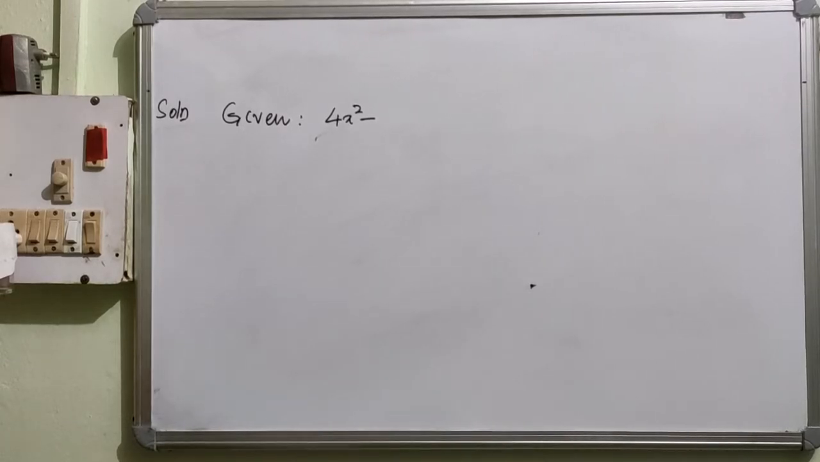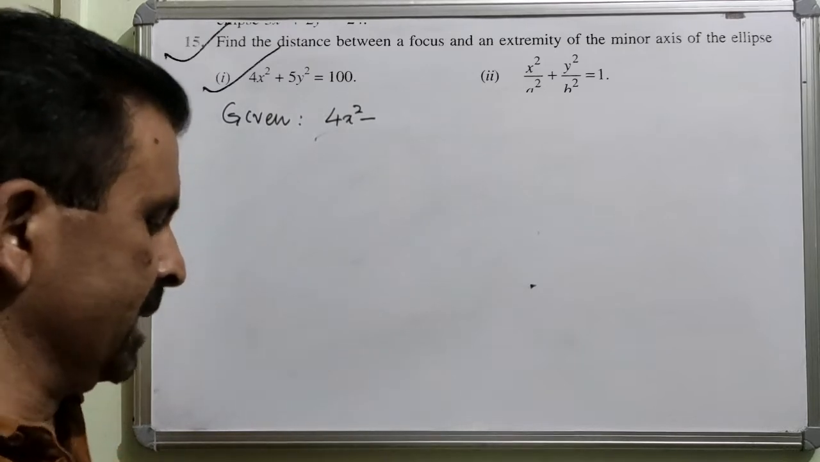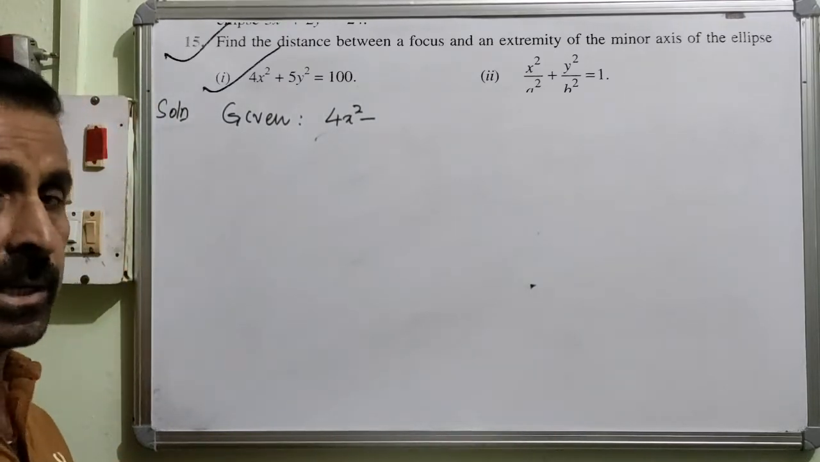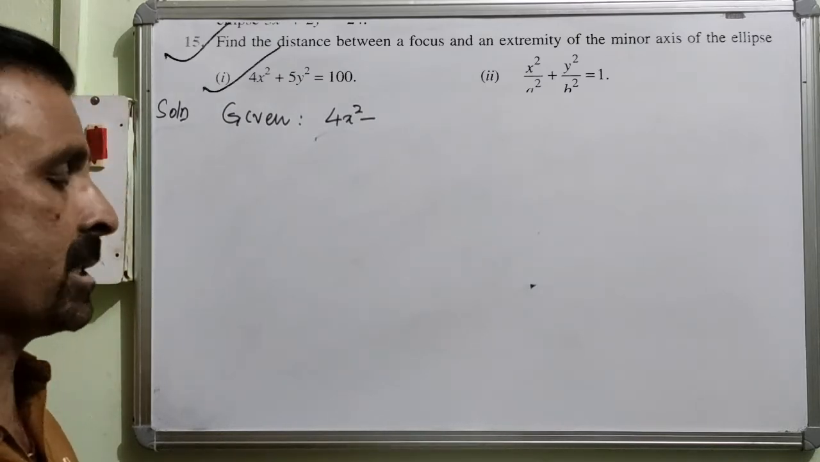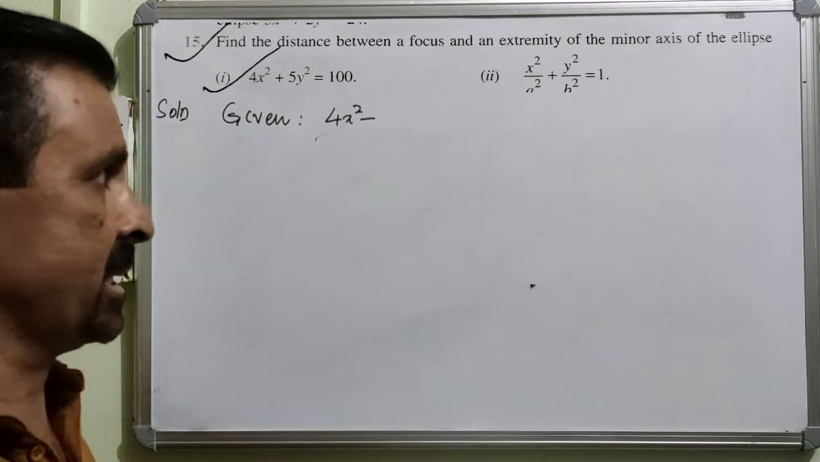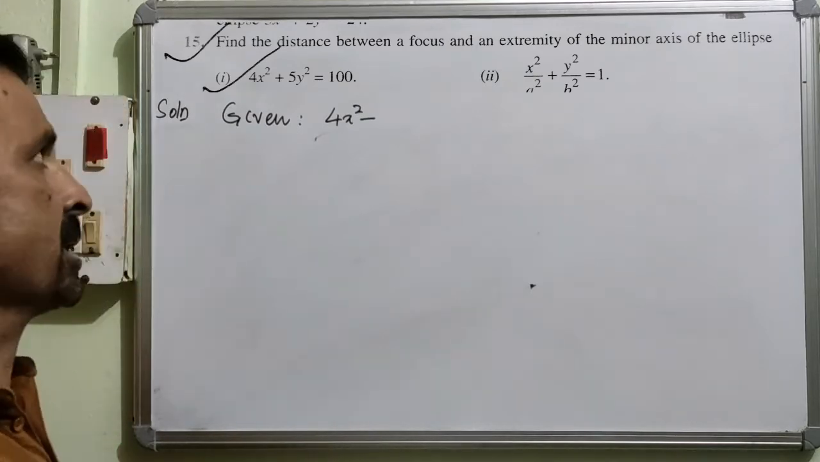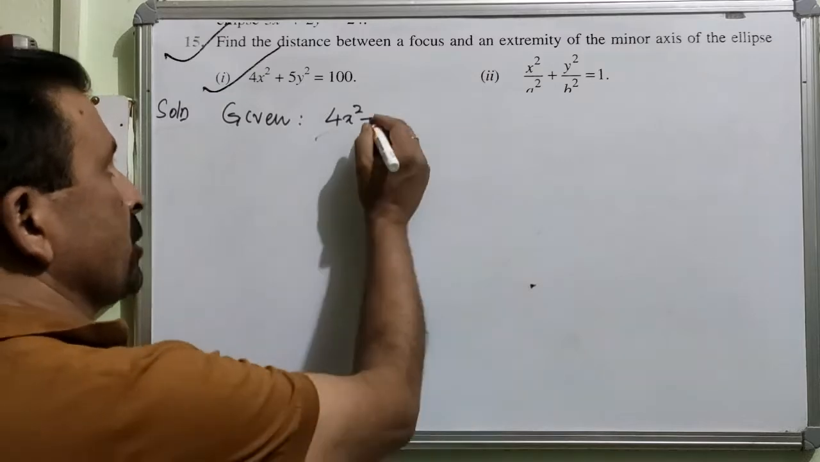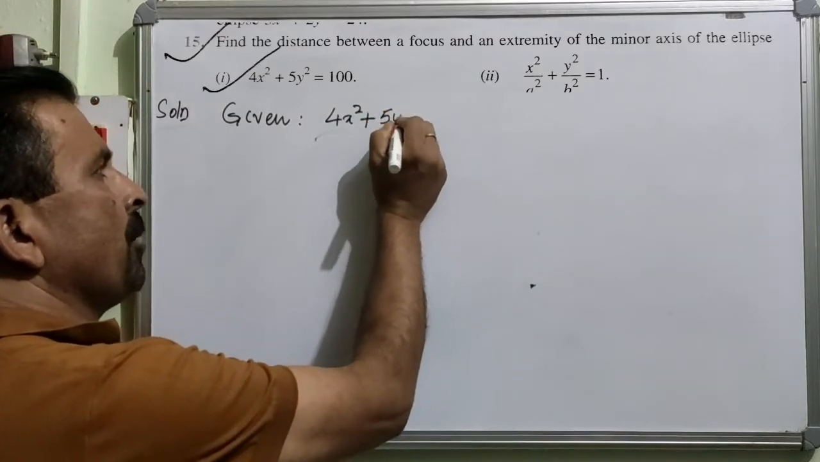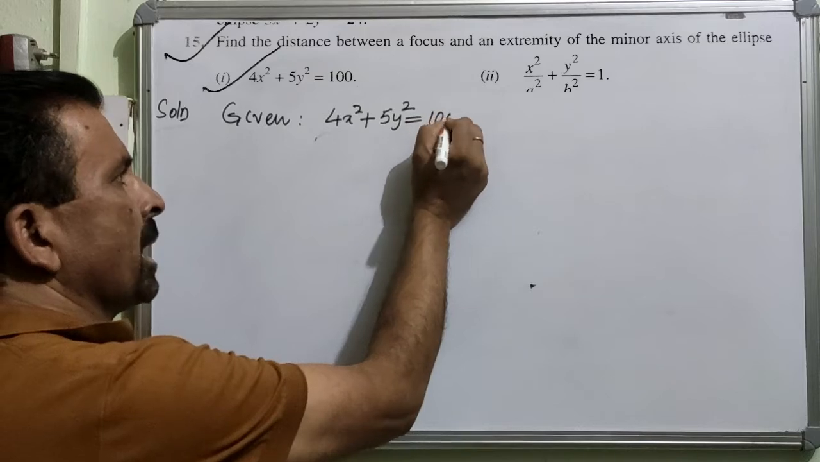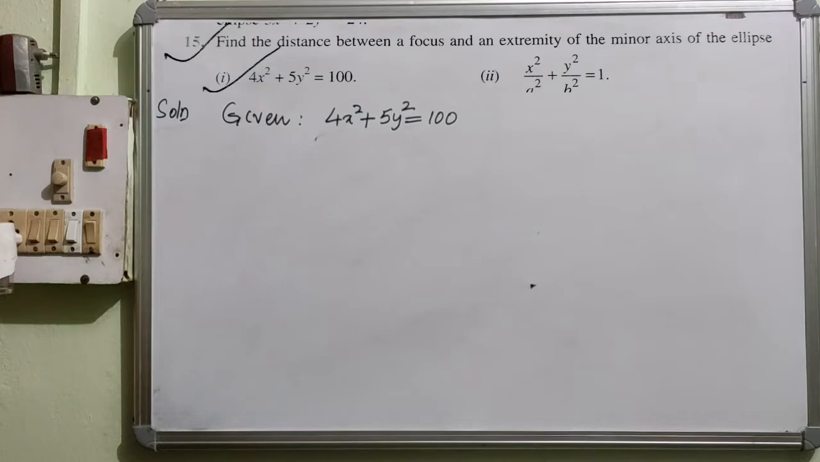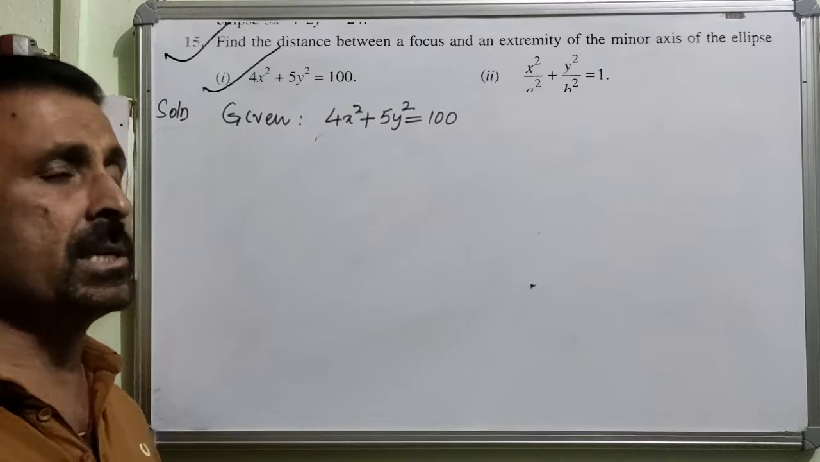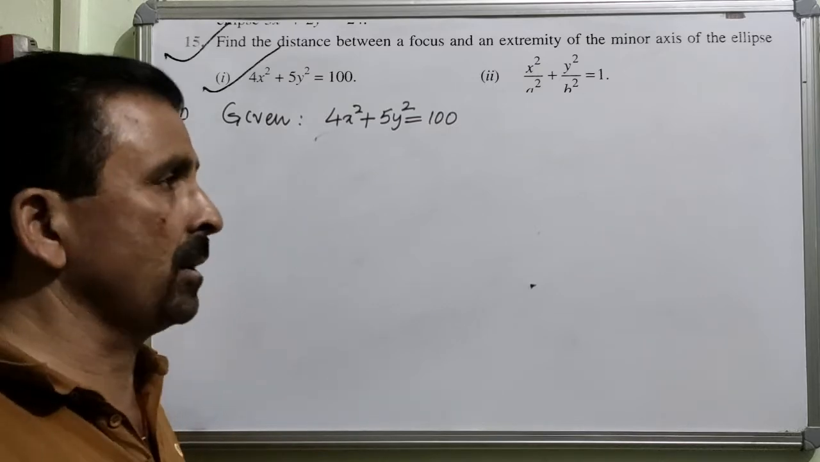Now we are taking question number 15, right? Question number 15 says, find the distance between a focus and an extremity of the minor axis, if the equation of the ellipse is 4x square plus 5y square is equal to 100. If this is the equation of the ellipse, then find the distance between the focus and the extremity of the minor axis, right?